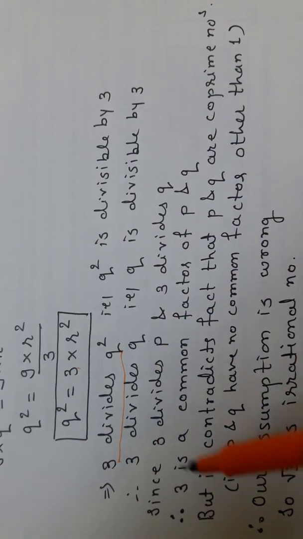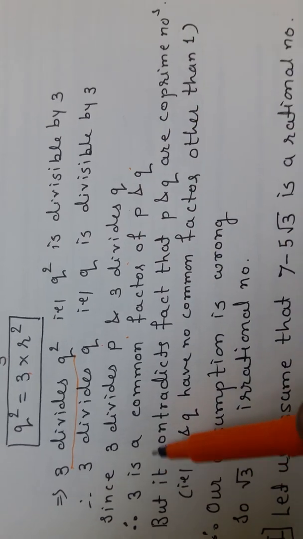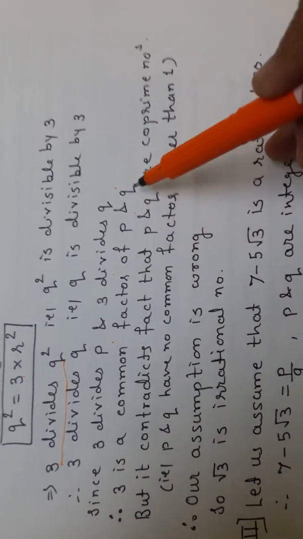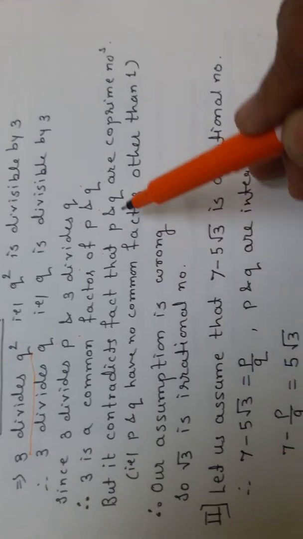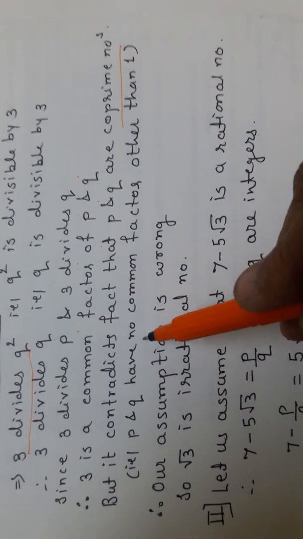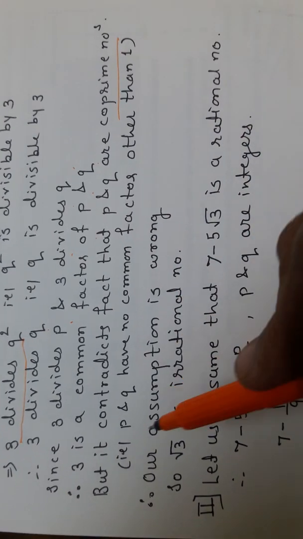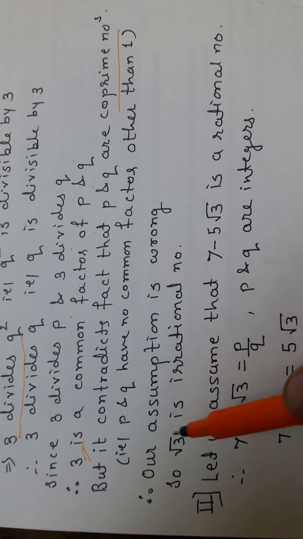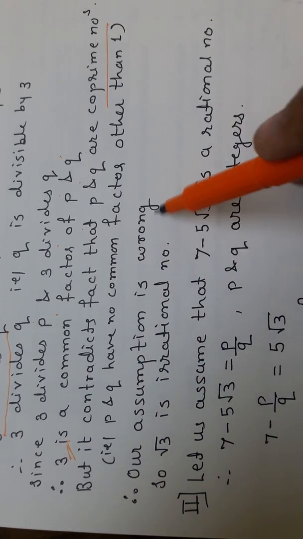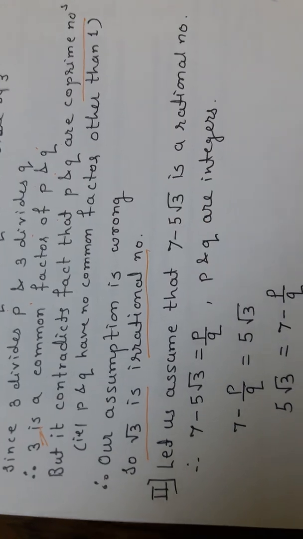3 divides q. Since 3 divides p and 3 divides q, therefore 3 is a common factor of p and q. But it contradicts the fact that p and q are co-prime numbers, that is, p and q have no common factor other than 1. But here we got 3 as a common factor. Therefore our assumption is wrong. So root 3 is an irrational number.